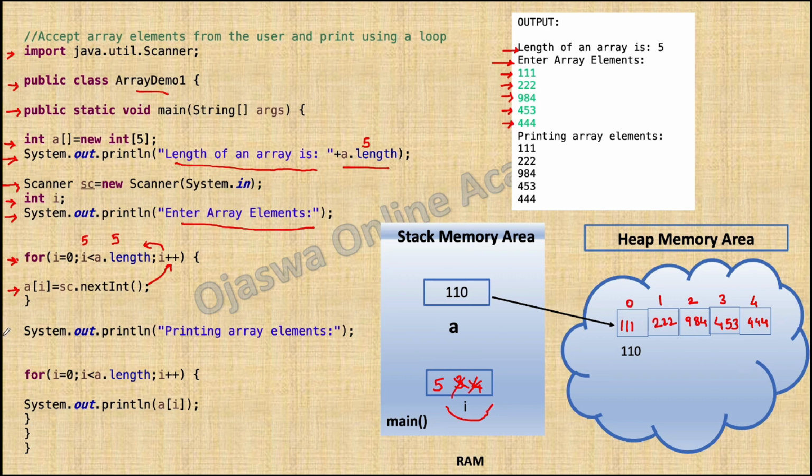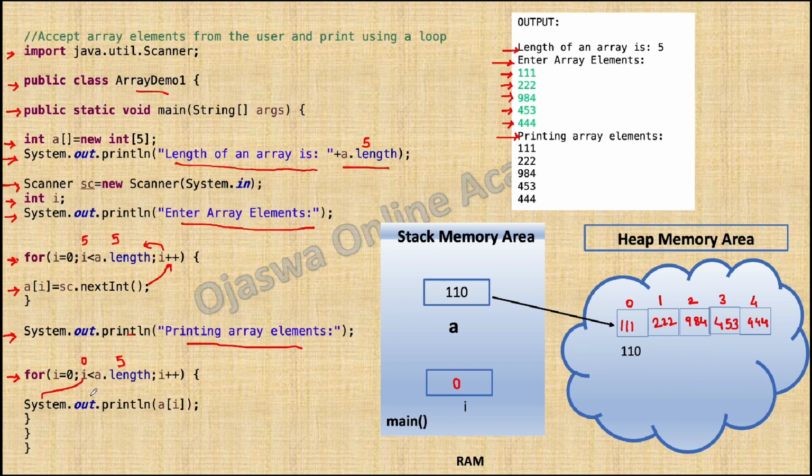So after the loop terminates, the next statement is executed, that is System.out.println("Printing array elements"). This statement is printed to the console. Now we are again writing a for loop. In this code, we are accessing the array elements from index 0 to 4 and printing them. So i is initialized to 0, hence inside the memory value of i becomes 0. Next, the condition is checked, 0 less than a.length, which is 5. Condition is true, 0 is less than 5.